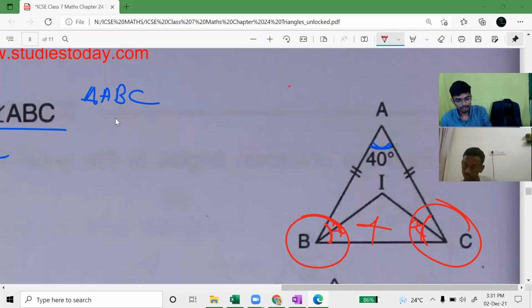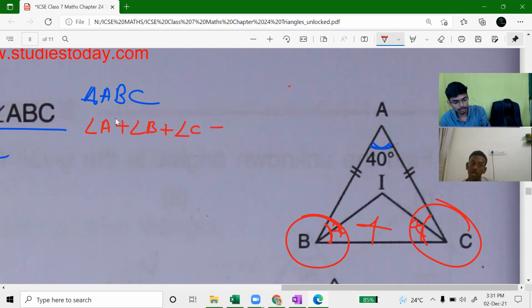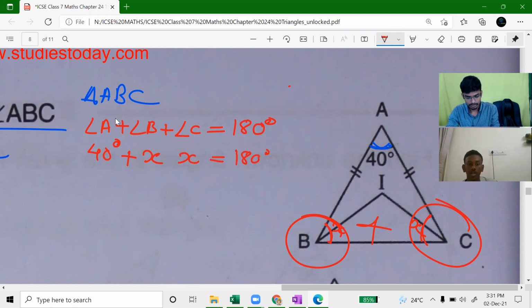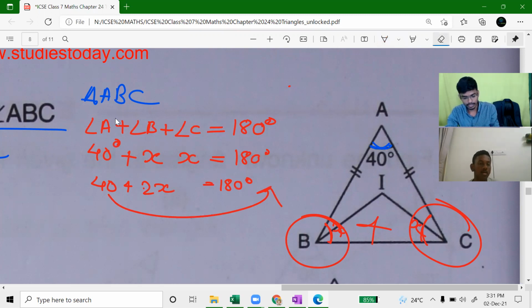We know that angle A plus angle B plus angle C is equal to 180 degree. Angle A is 40 degree, plus angle B is X, angle C is X, equal to 180 degree. Then 40 plus 2x is equal to 180 degree. This 40 will go to the other side and become minus 40, right?